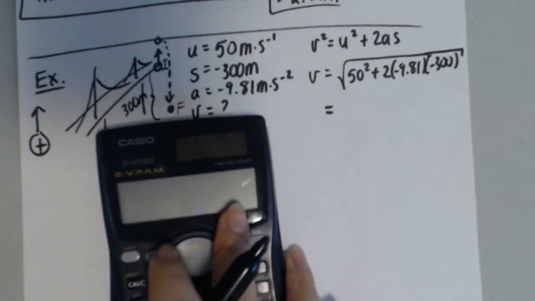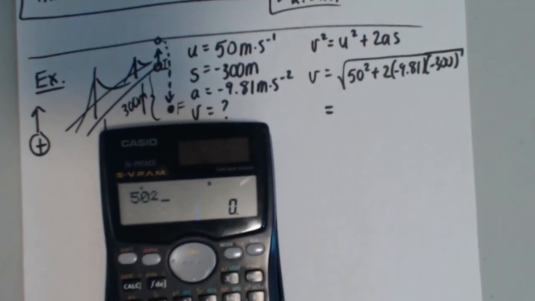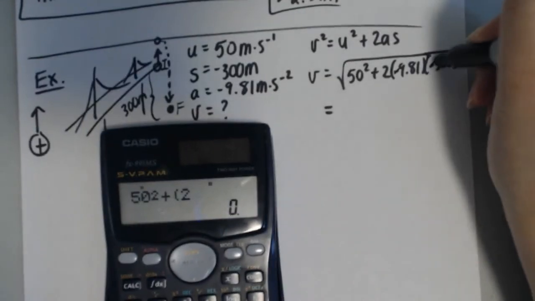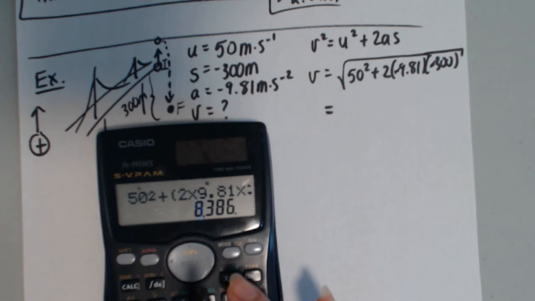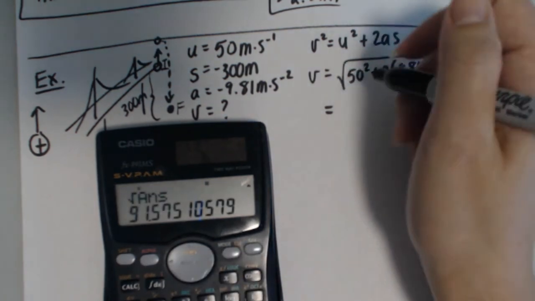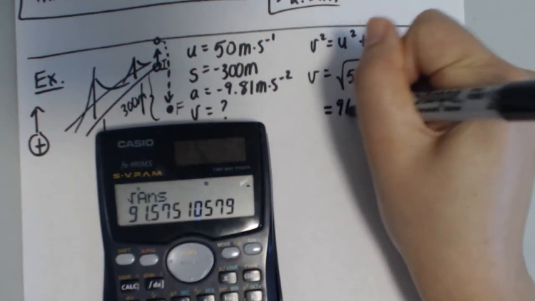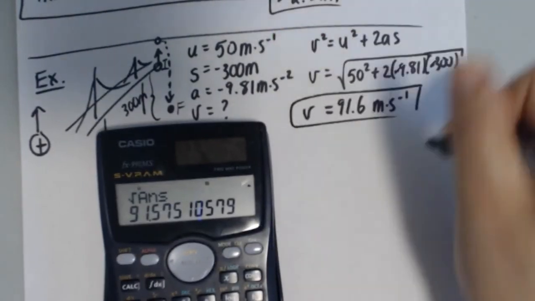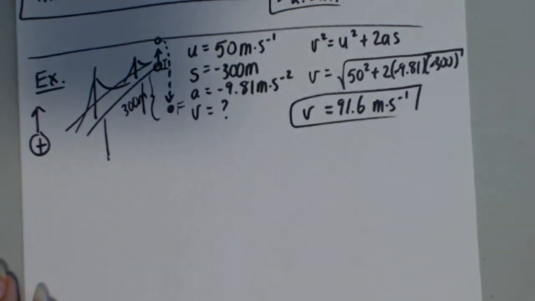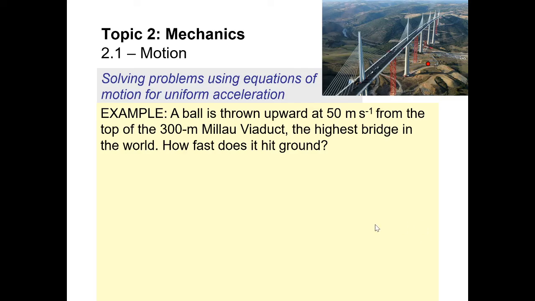Okay, grab your calculator. So 50 squared plus 2 times, now negative times negative is positive, so I'm not even going to enter that here, 2 times 9.81 times 300. And we're going to square root that. So that's 91.6 meters per second, approximately. Okay, so that's moving incredibly fast. All right, let's go back to the problem.